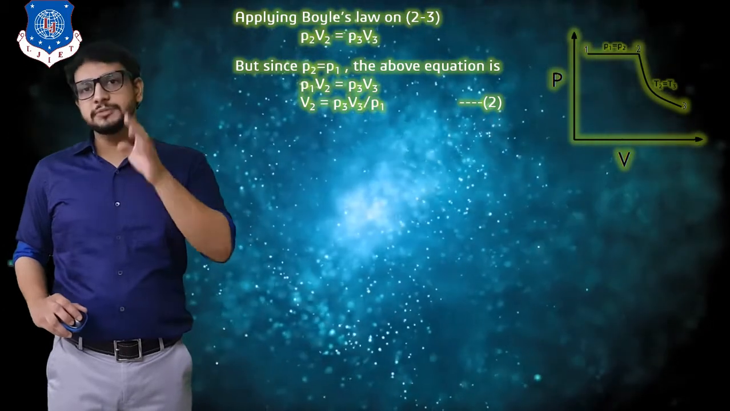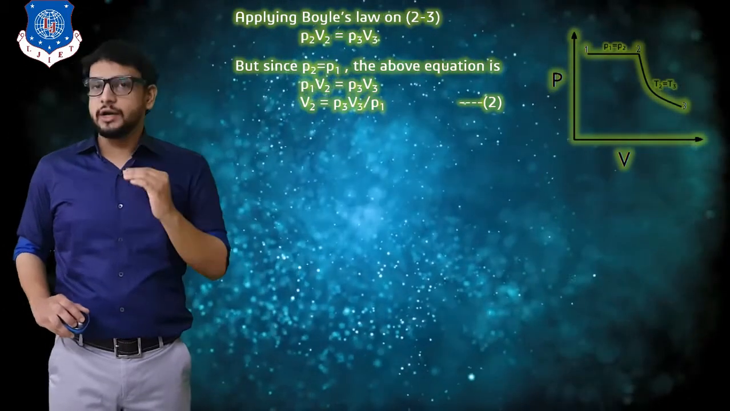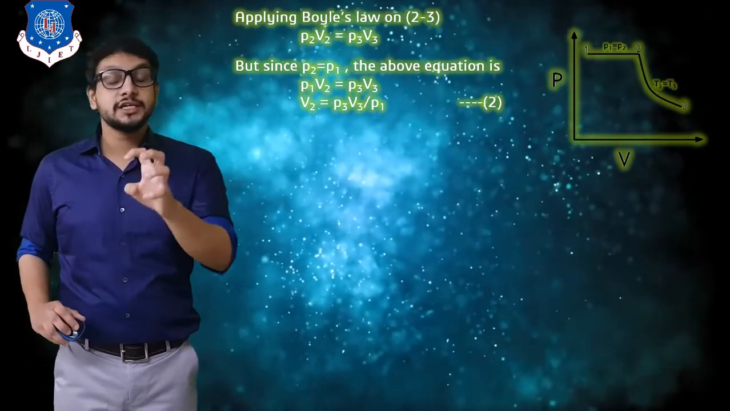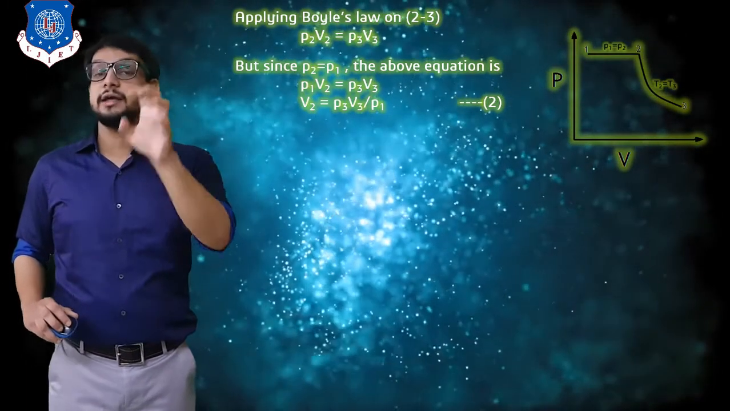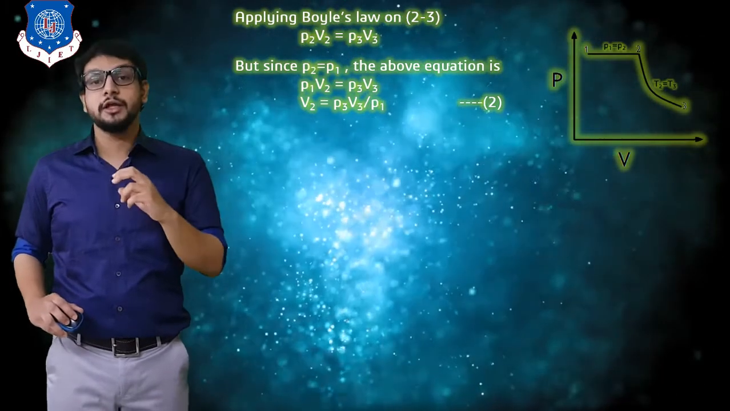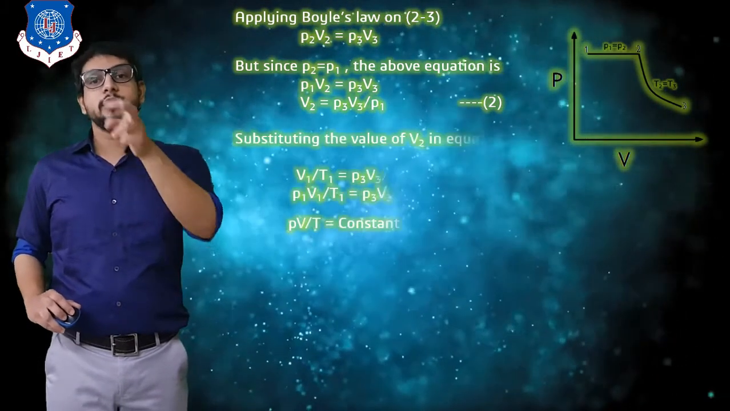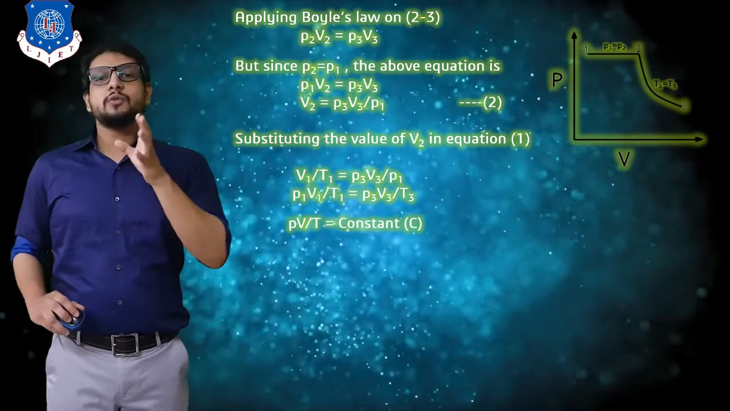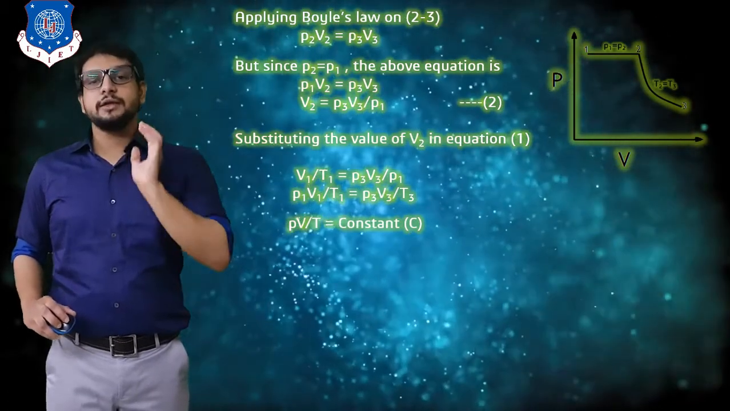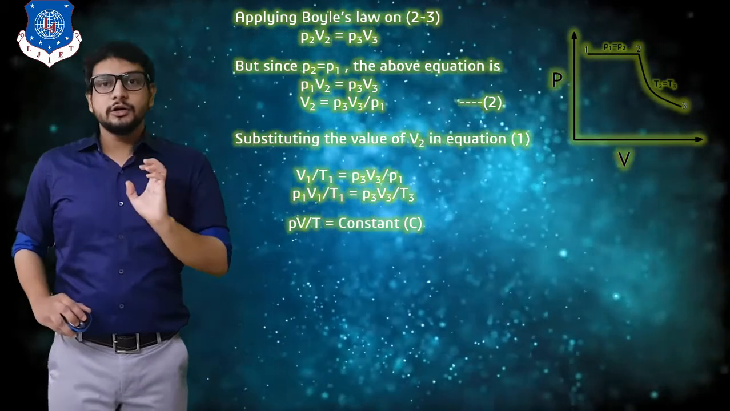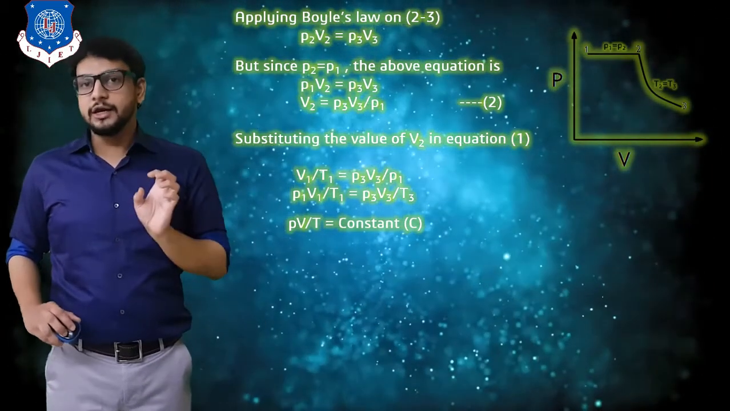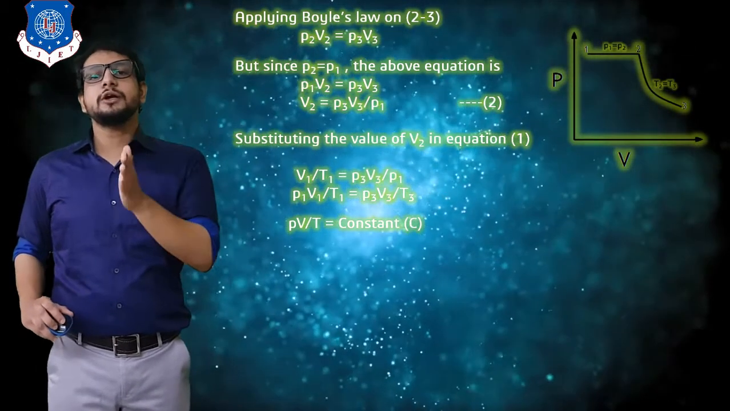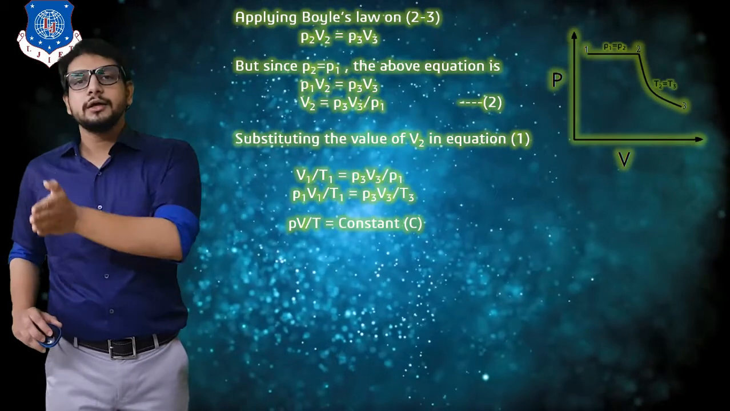Now this equation we are going to substitute in our equation number 1, as we need to combine the equation of process 1 and the equation of process 2 in order to obtain a combined gas equation, right? So after substituting equation 2 in 1, we will get P1 V1 by T1 is equal to P3 V3 by T3. This is obtained after arranging the terms. So from this equation we can conclude that P into V upon T is equal to some constant, capital C.